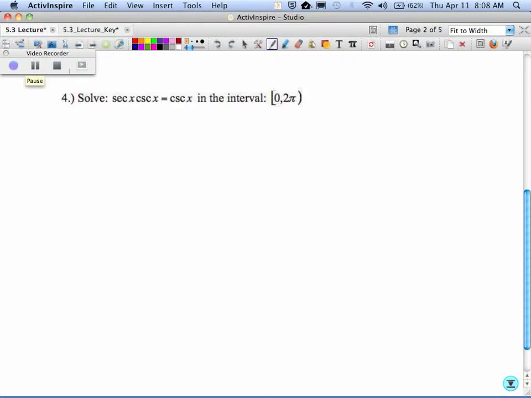We're supposed to solve this trig identity, trig function. So I'm going to bring the cosecant to this side. So I have secant of x times cosecant of x minus cosecant of x. So I get my trig function set equal to 0.